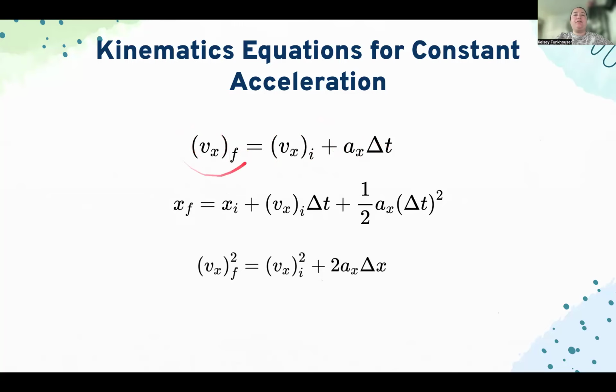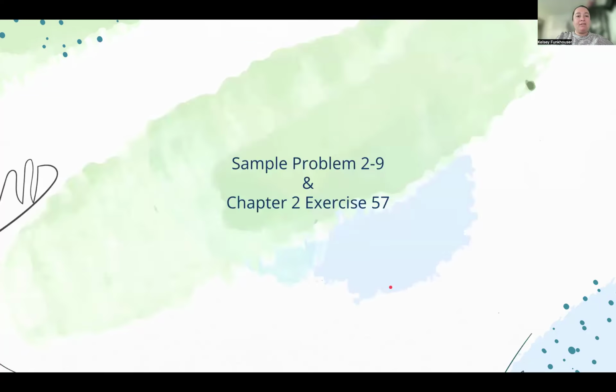Yeah, so just to review the equations, we have the final velocity equals the initial velocity plus the acceleration times the time interval. Then we have what I call the long kinematics equation, because it is long. The final position equals the initial position plus the initial velocity times the time interval plus 1/2 the acceleration times the time interval squared. And then the last equation is the final velocity squared equals the initial velocity squared plus 2 times the acceleration times the displacement. So now we're going to use these with 2 examples.